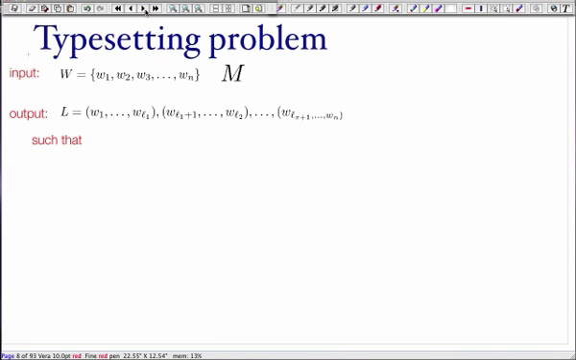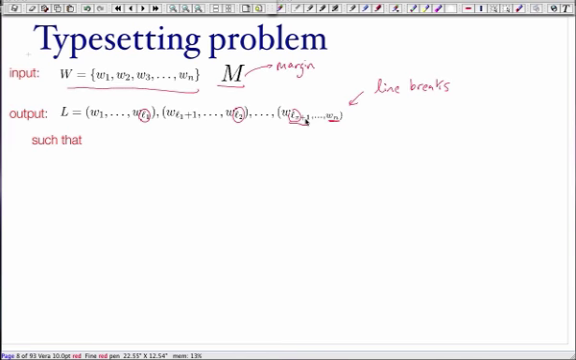To frame this as a problem, we say the input consists of a series of words and a margin, and the output is going to be the line breaks. And as I mentioned, the way to specify line breaks are simply to give indices. The first line consists of the first L1 words. Line 2 ends at L2. The last line, of course, ends with the last word, but begins with the L_x plus 1 word.